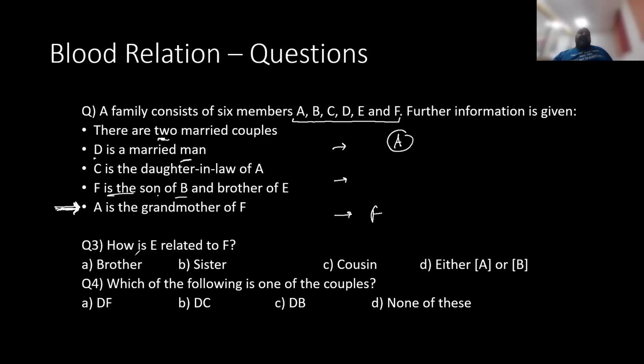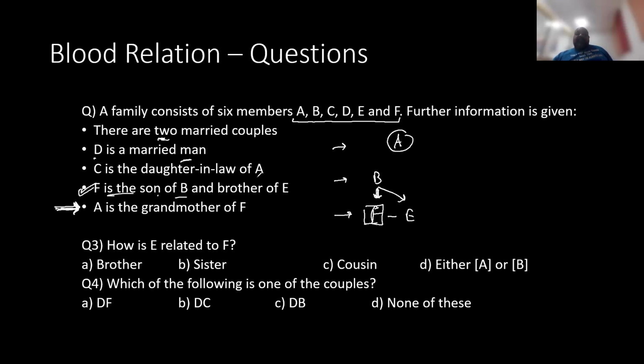A being the mother, we know the gender. Now I look at information about A and F. It says F is the son of B, brother of E. F being a male, and son of B, so B will be right above F. Obviously, because F is the brother of E, E would be B's son or daughter as well.